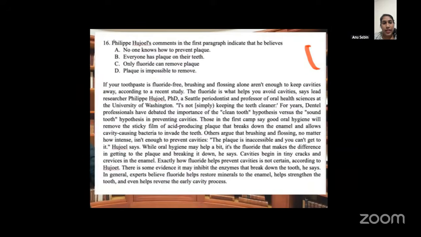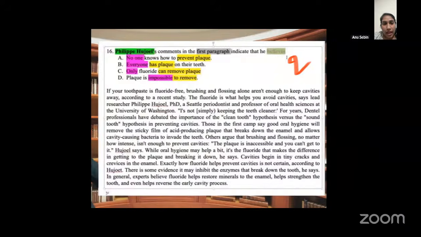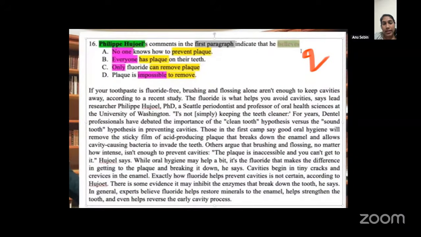So question number 16. Philippe Hujoel is one of the hedging words, and because it's a name-based question, of course, that will be the first hedging word. Next, the first paragraph. Whenever we get a booklet, first we have to number the paragraphs in Part C. So of course the first paragraph is important. Next, that he believes. So that is his opinion. Believes means his opinion, so that is also important, and we can mark it as a hedging word.